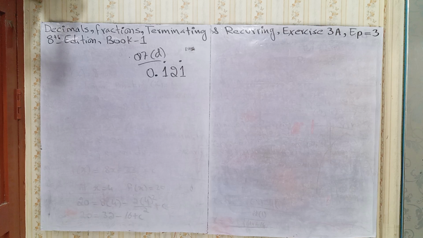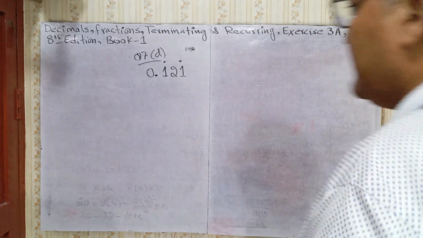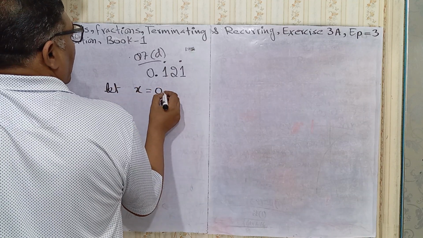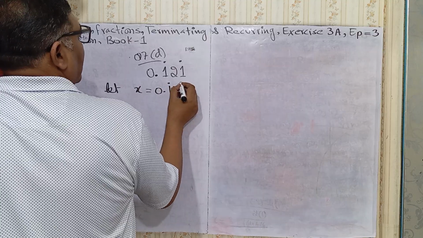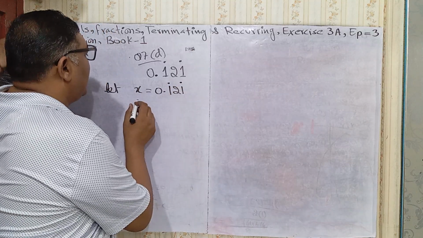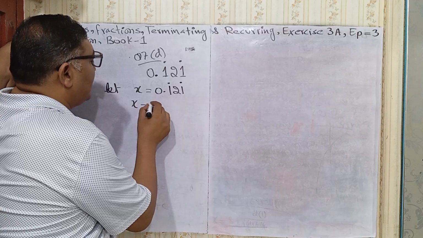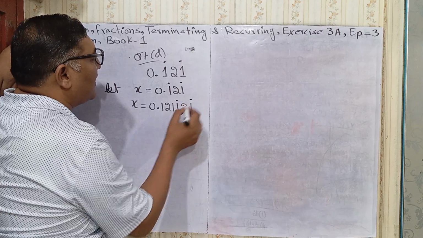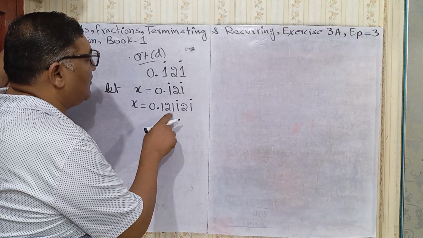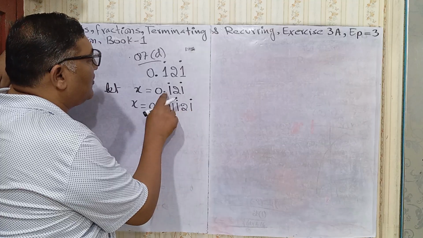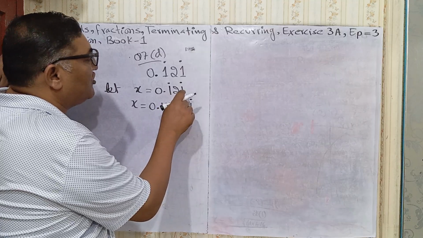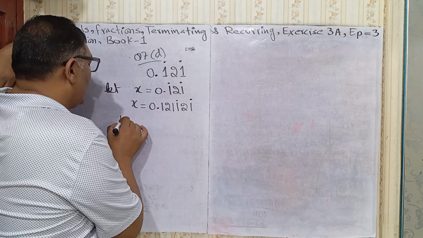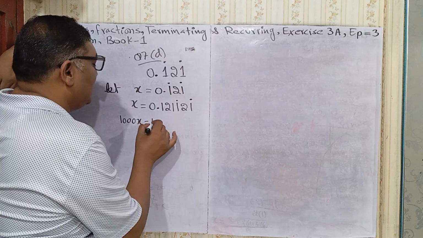First of all, we suppose that this equals x. So I will write: let x equal 0.121 with dots, which means this whole pattern is repeated. So I can write it like this: 0.121121 with dots. Then I want to get this again on the same position, the tenths, hundredths, and thousandths position. For that purpose, I will have to multiply by 1000, on both sides.